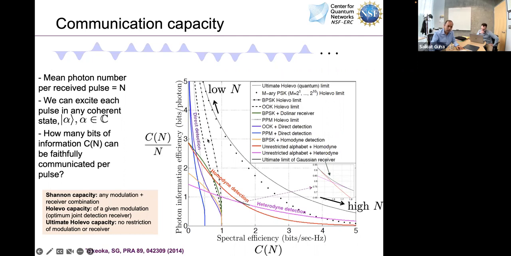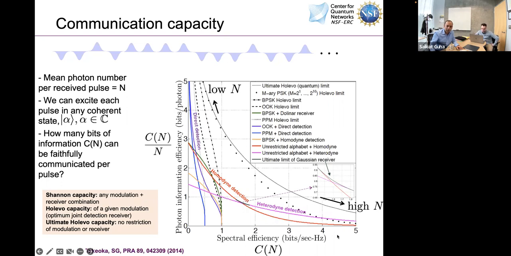In this plot, on the x-axis, I have spectral efficiency, or bits per second per hertz, or bits per pulse, C of n. On the y-axis, I have photon efficiency, bits per photon. If I try to push more data in the high-n regime, I'm interested in spectral efficiency. This is the regime, say, for traditional fiber comms. Photon efficiency, I'd be interested in if I were NASA or JPL doing deep space communications, a low-n regime.